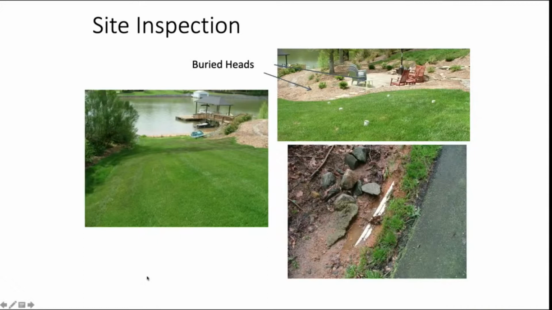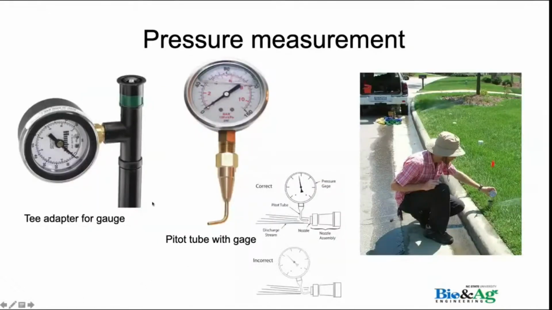Okay, how might you take a pressure measurement? You can take off the spray head, insert the adapter, hook up the pressure gauge, run it, and you can see the pressure on a regular pressure gauge here.